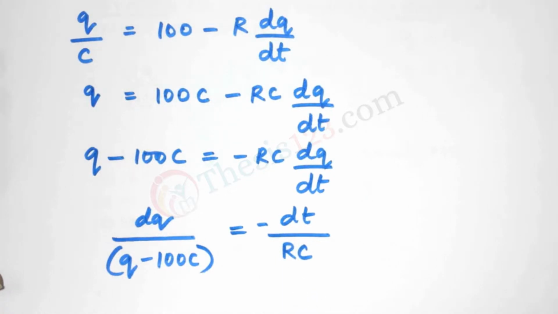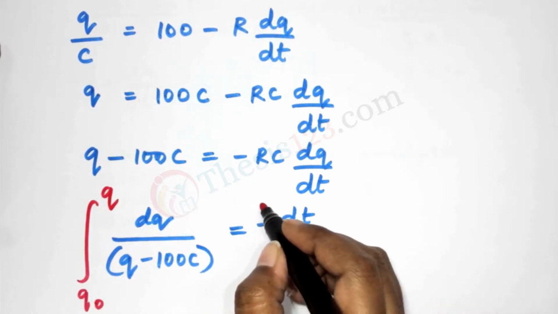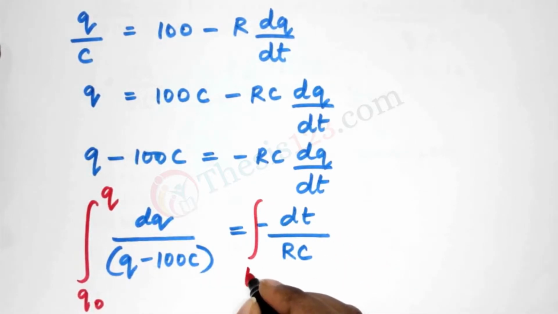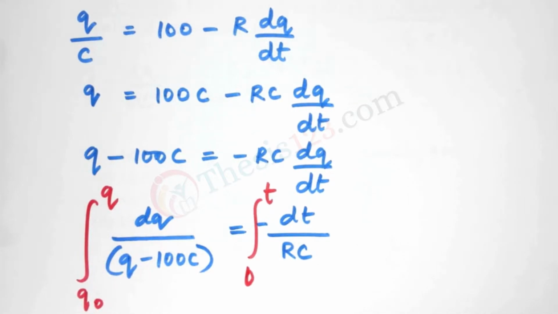Alright. Now what we're going to do is integrate both sides. On the left side we are going to integrate from Q0 to Q, because here our variable is Q. On the right side we integrate from 0 to T, time T. That is from the time the switch has closed to the time given to us, that is 1 second. Since we are deriving an expression for I, let's keep it as 0 to T now.